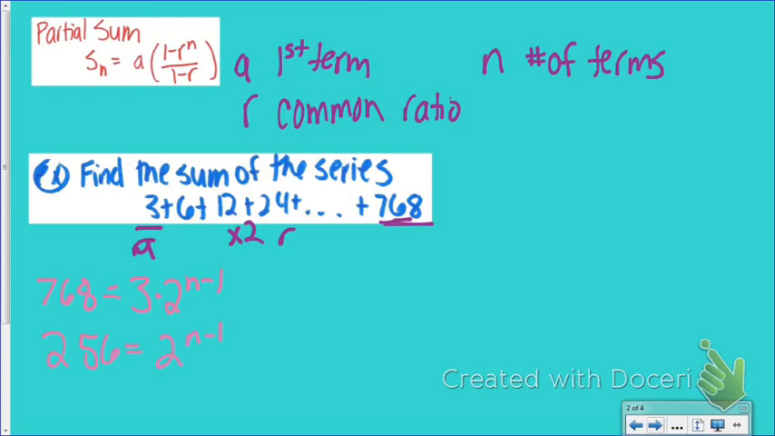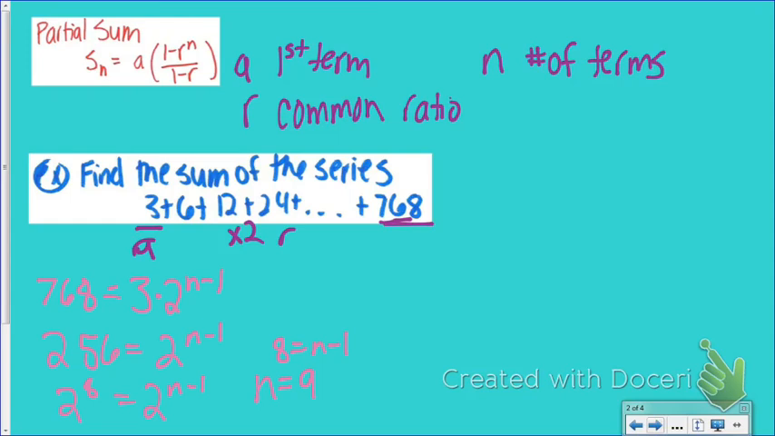And then the easiest way to solve this one is just to rewrite 256 with the same base. So 256, that's going to be the same thing as 2 to the 8th power. And the only way for 2 to the 8th power to be the same thing as 2 to the n minus 1 is if 8 is equal to n minus 1, which means that n has to be 9.